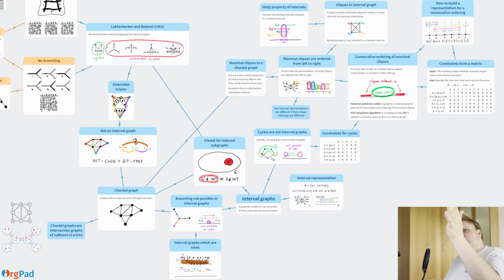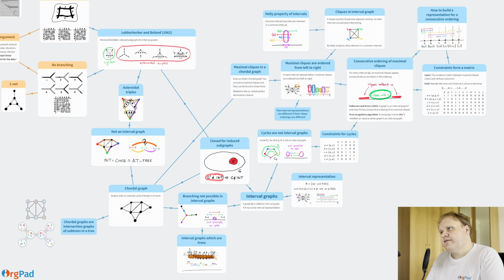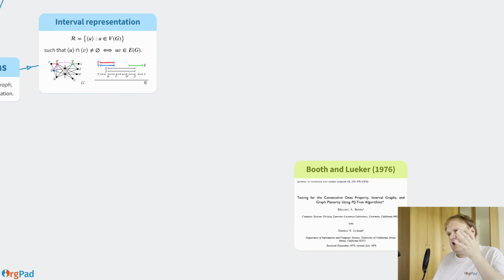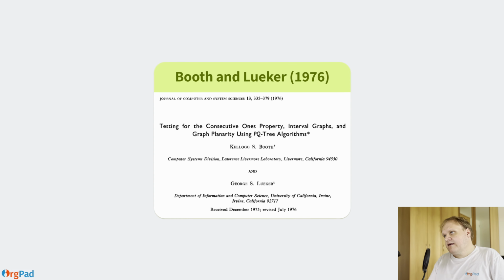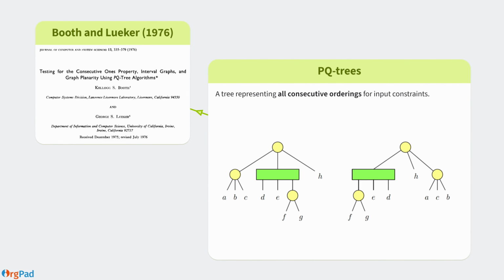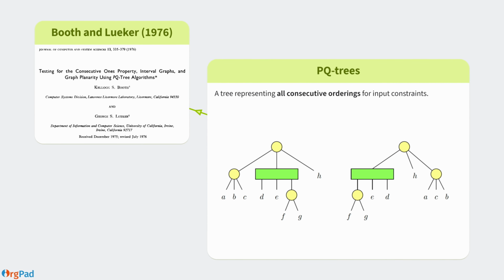Okay, so we have seen two different characterizations of interval graphs, in particular the beautiful relations with orderings of maximal cliques. Now we will discuss that these orderings are related to a tree data structure. And this idea comes from Booth and Lueker from 76. This is also a very nice paper. I recommend checking it out. And so basically what they did is they constructed some tree which represents all of these solutions, all consecutive orderings for the given input constraints.